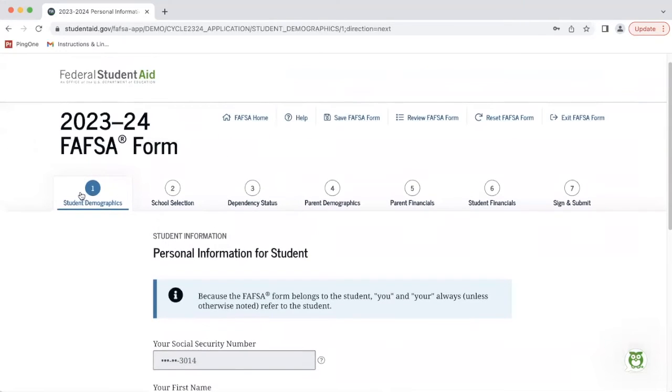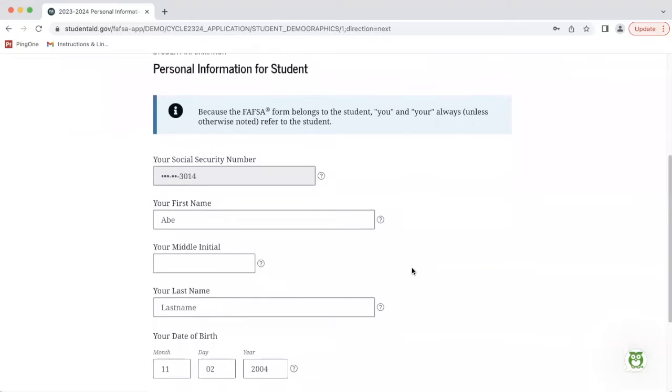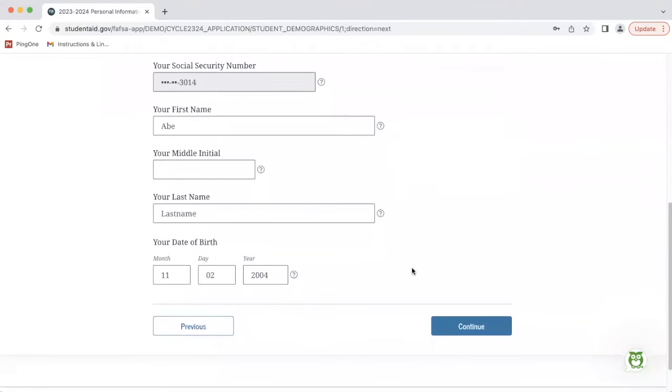When you go to this next page, it'll actually show you the 7 different sections of a FAFSA. All right. And it'll show you where you're at each stage. So the very first section that you complete would be the student demographic information, like your social security number, your name, your date of birth.